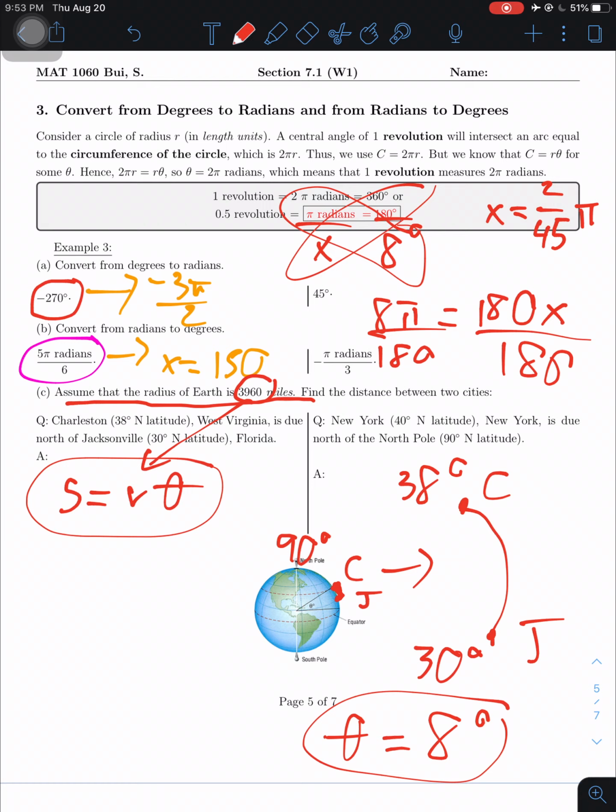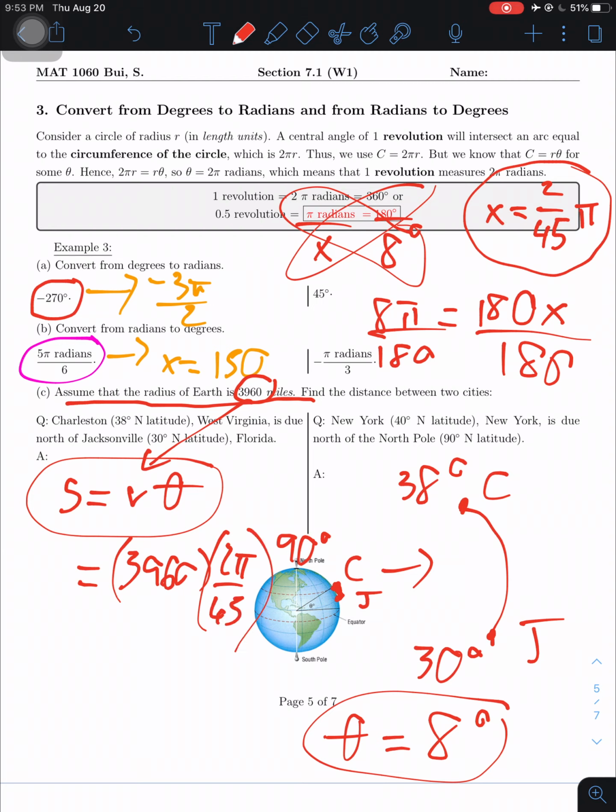Okay, so now that we have the angle in the radian system, we have everything to plug back into the formula, right? So the arc length in here equals 3960 times 2 pi over 45. Okay, and if you input it into the calculator, let me get my calculator again real quick. We're gonna get the answer.